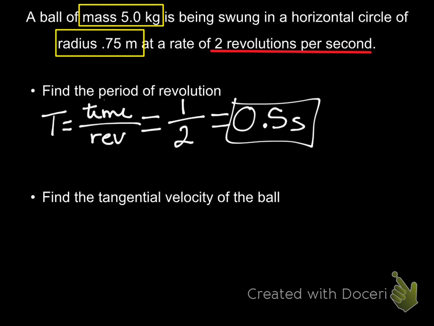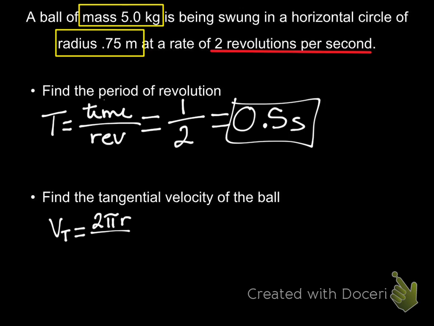Now from there, we can take that information and find our tangential velocity. Now remember, we're moving at a constant speed. We're still accelerating because we are going in a circle, so there has to be a force in order to make that happen, but our speed around the circle is constant. So how do we find the distance around a circle? What is that called? Circumference.